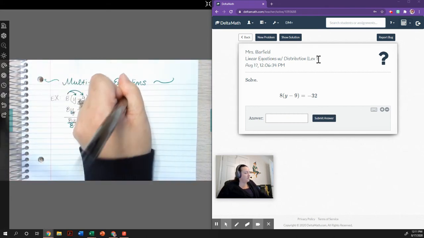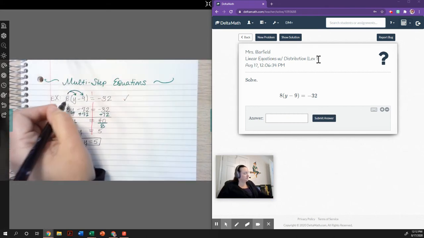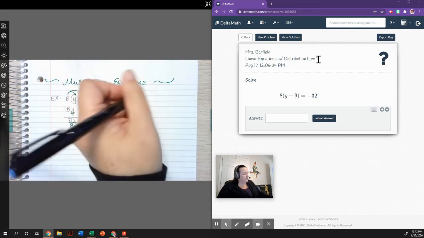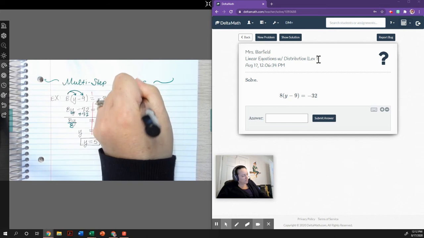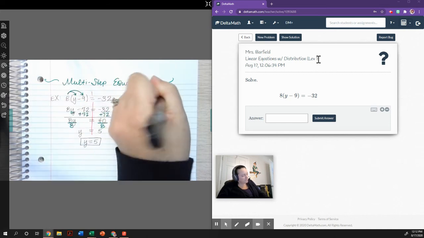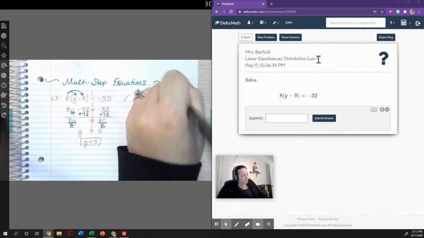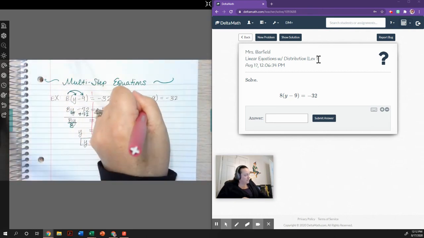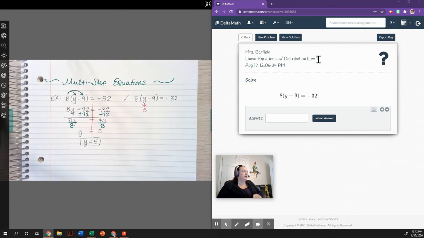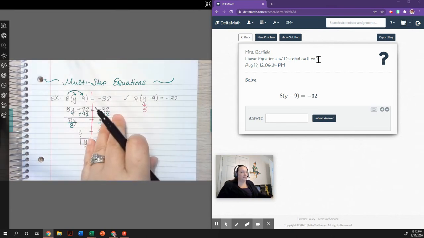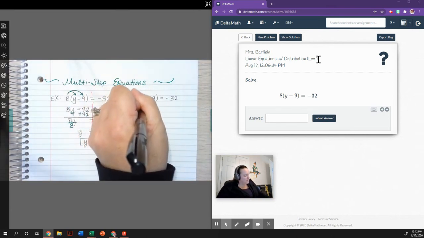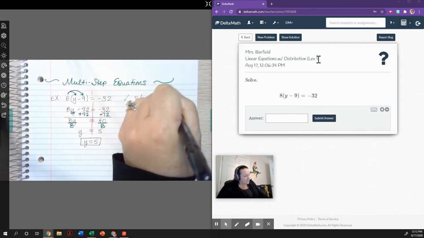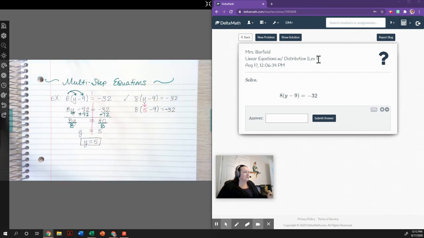All right. So if I wanted to check my work, I would take y equals 5 and replace it here. So let me just recopy the equation. So y minus 9 equals negative 32. What I'm going to do is right here where there's a y, I'm going to replace that with a 5. Now I'm just going to recopy everything else. So 8 parentheses, bring down that minus 9 equals negative 32. There's a negative sign there.